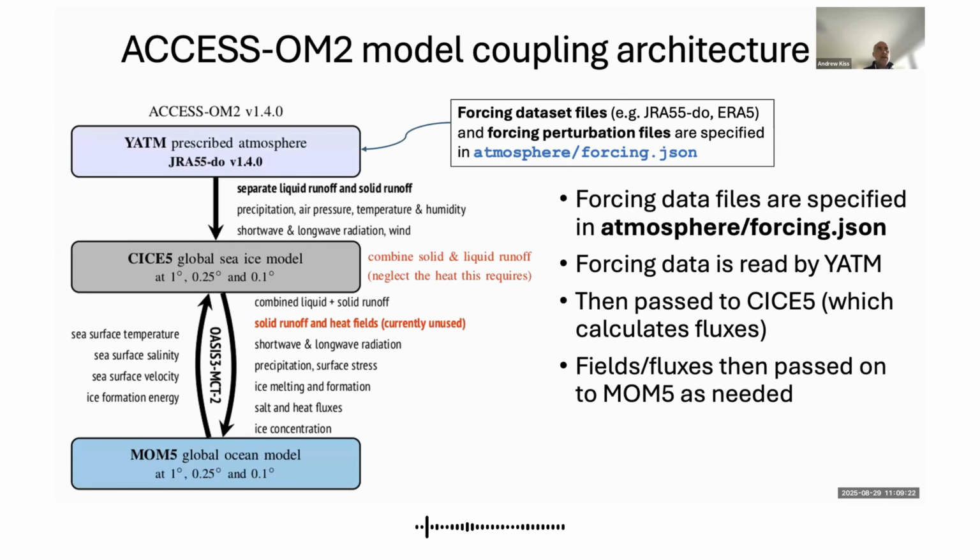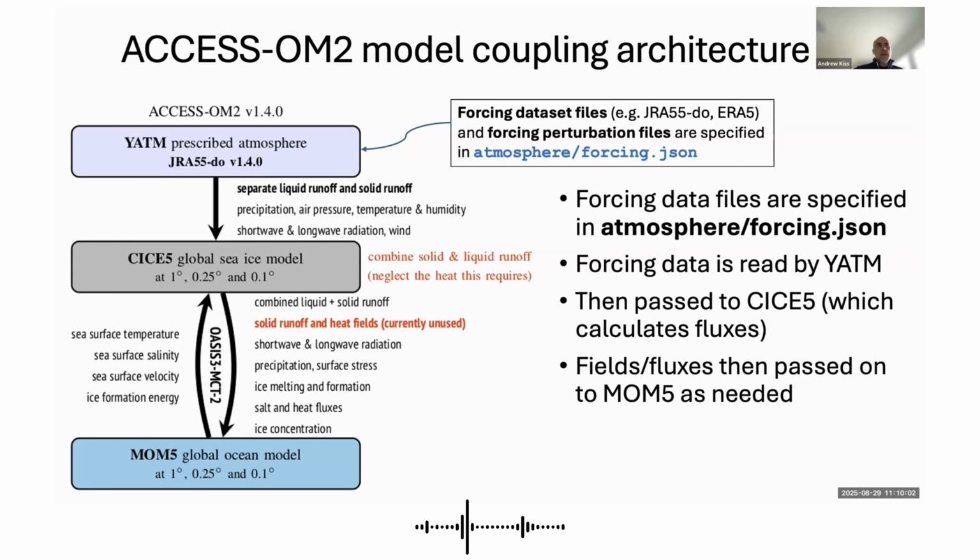To understand what's going on here, this is the ACCESS OM2 model architecture. It has three main components, and the component that handles the forcing is called YATM. It looks at the model experiment date, finds the correct netcdf file for the forcing corresponding to that date, extracts the correct variable and passes it on to CICE. CICE is actually where fluxes are calculated, and CICE will then pass various things on to MOM.